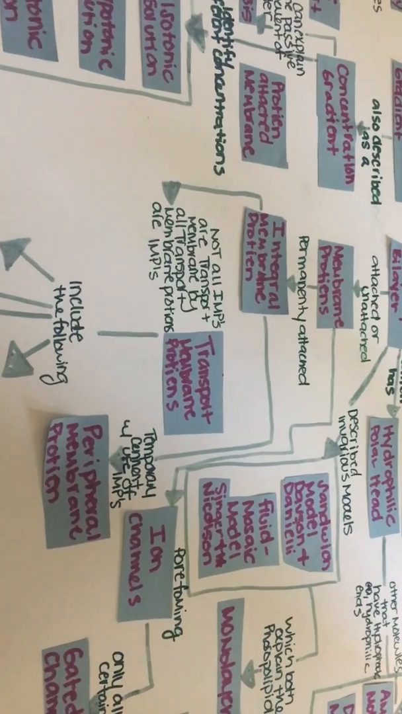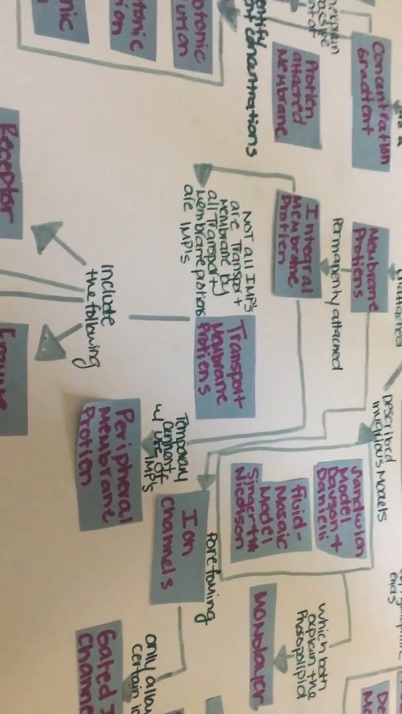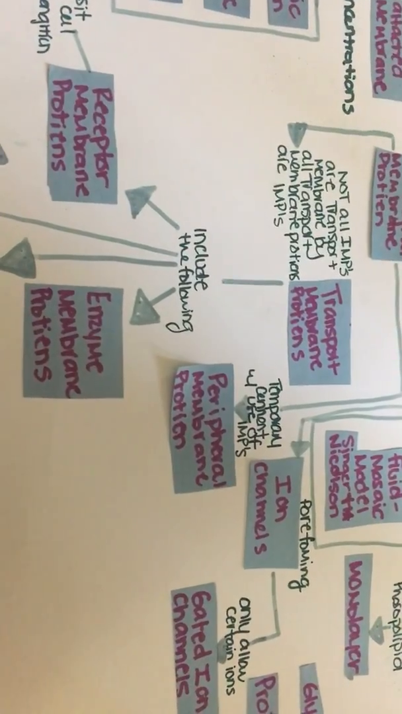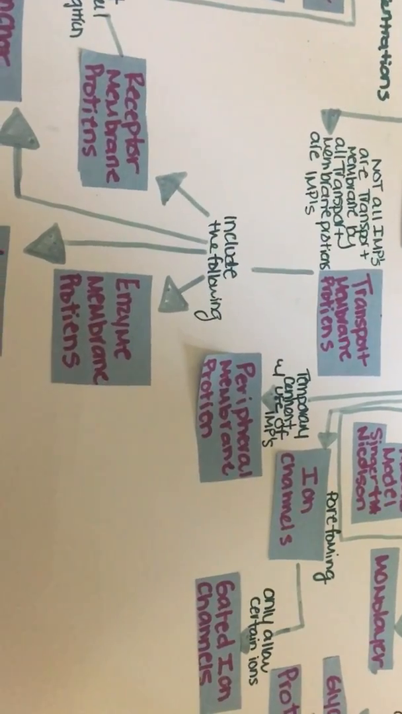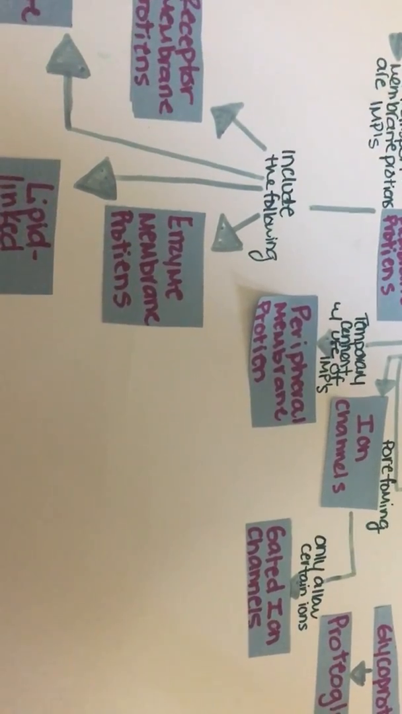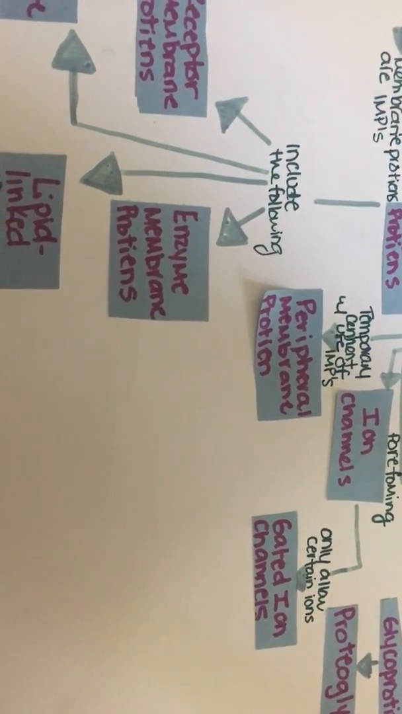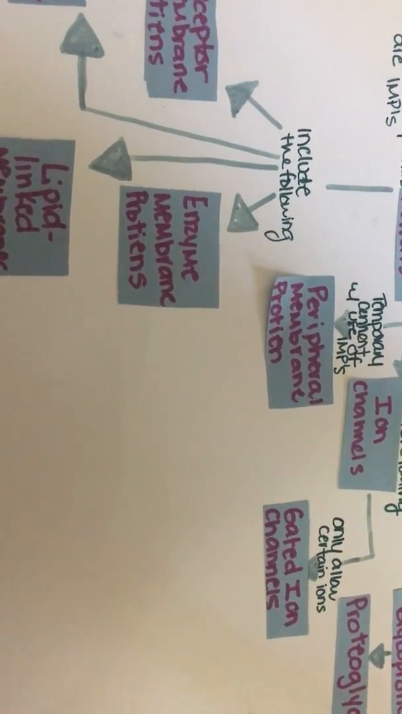Your phospholipid bilayer, those membrane proteins, also have ion channels, which are pore forming, and they allow certain types of ions going through, and that's with the gated ion channels.